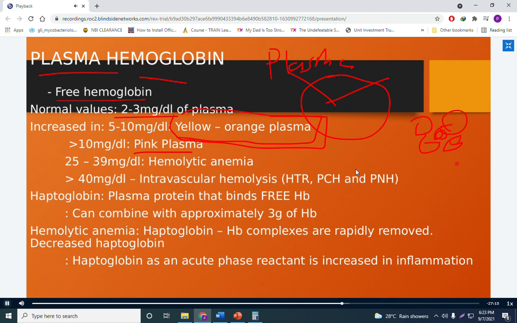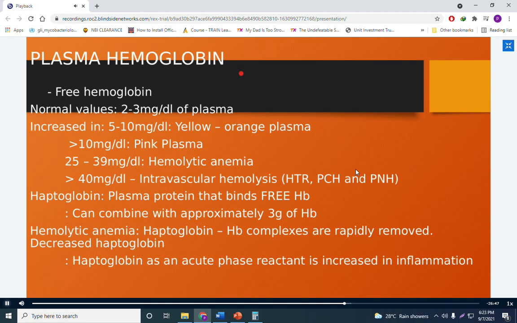So since lysed ang maraming RBC nyo, increase din ang release ng hemoglobin nyo, leading to what you call a very high amount, which is 25 to 39. That's what happened. Now, another very rare case is your greater than 40 milligrams per dL, seen in intravascular hemolysis. So maraming klase ng intravascular hemolysis. Now, let's tackle them one by one.